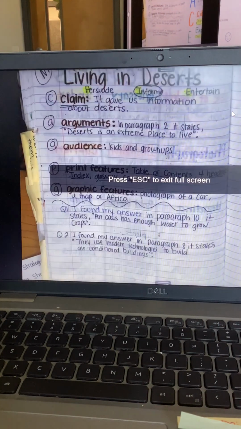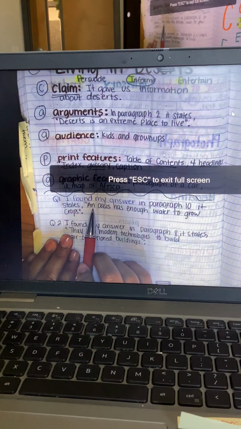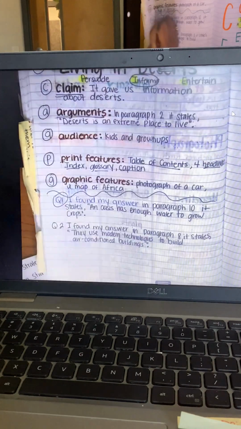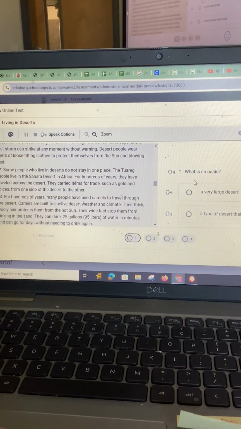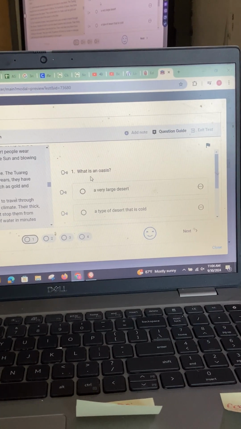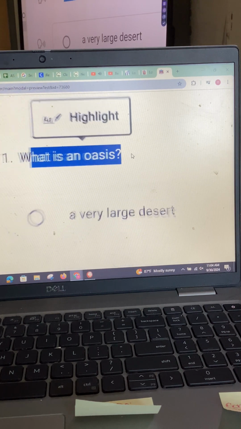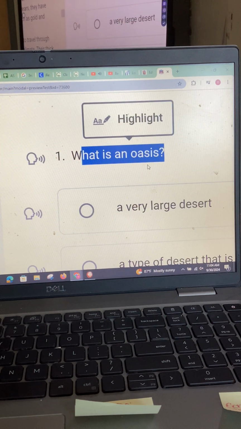Now, the second part of the strategies, this is where they have to go and prove their answer. So if you look at question 1, it says, what is an oasis? And again, I tell my students, guys, your answer, you're going to find it in the book. You're not going to find it anywhere else.